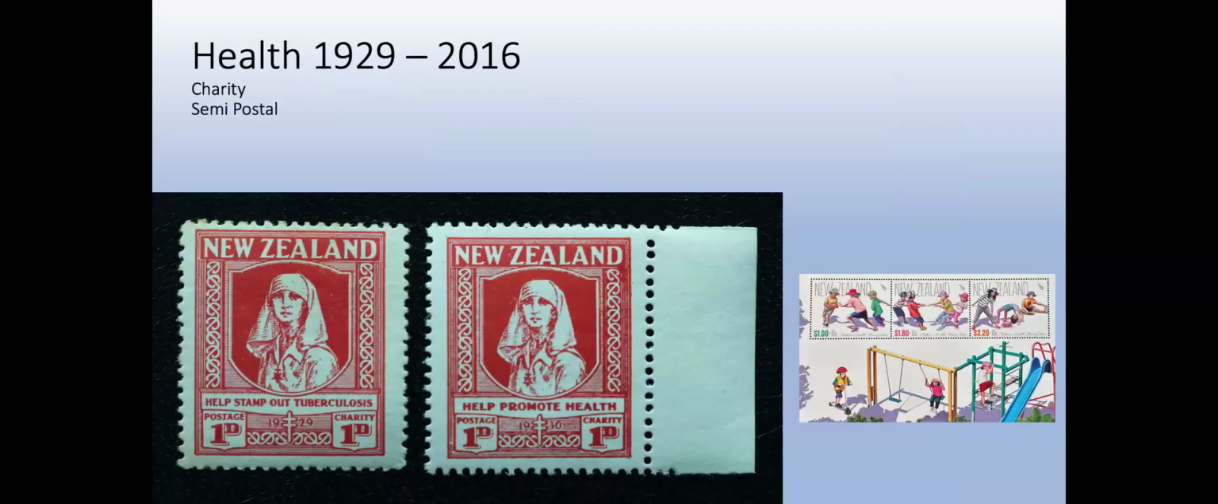Health stamps, also known as charity or semi-postal stamps, came into being in 1929, and they continued to be issued annually until 2016. If you look at the stamp on the left there, you'll see 1 penny for postage, 1 penny for charity. They issued the same stamp in 1930, except they took out the tuberculosis reference and just put in help promote health. And on the right there is the last health stamp issue in 2016.